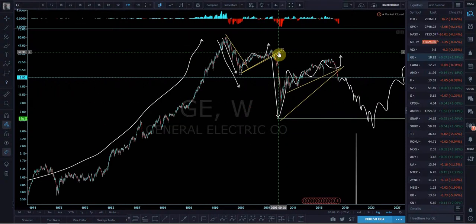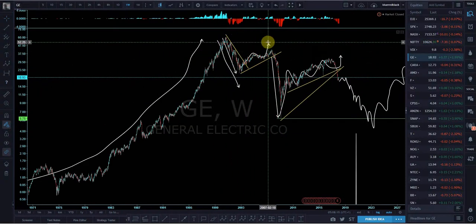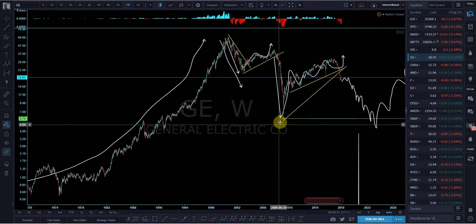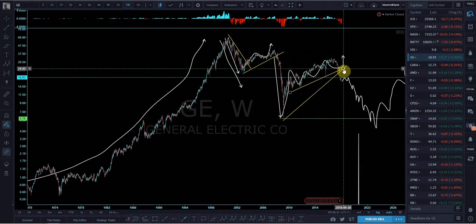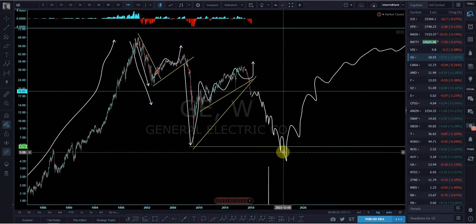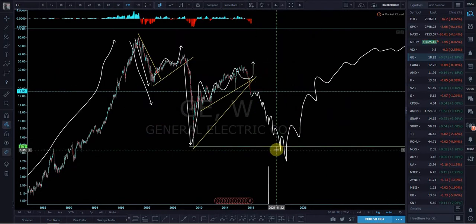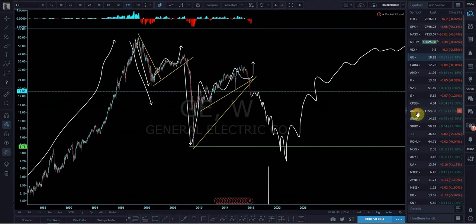GE, pretty much the same thing. Move down, you have a perfect three-wave correction, and then you get your next drop. This is very similar to the NASDAQ. You have a move up, it goes into a channel, and then it comes down. Now, I'm expecting GE to come break this low again, and then I would consider taking a long-term position if they can adapt to modern stuff going on.